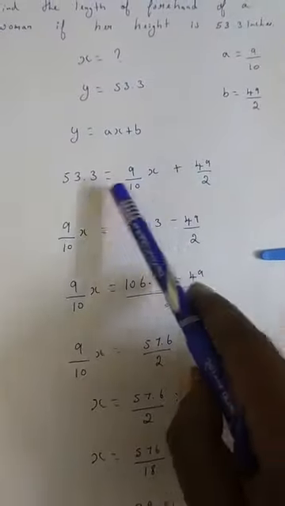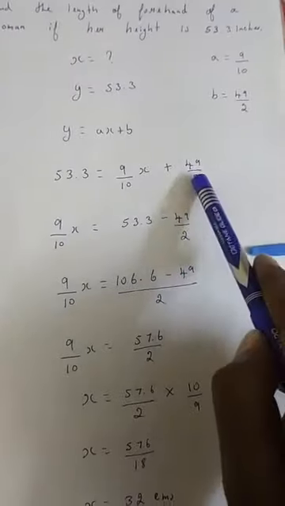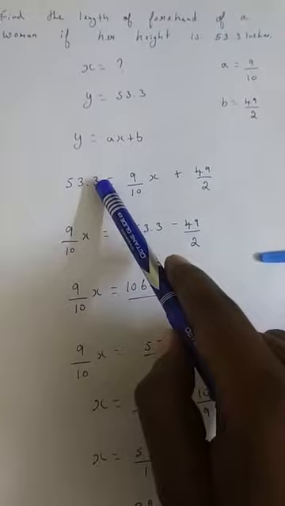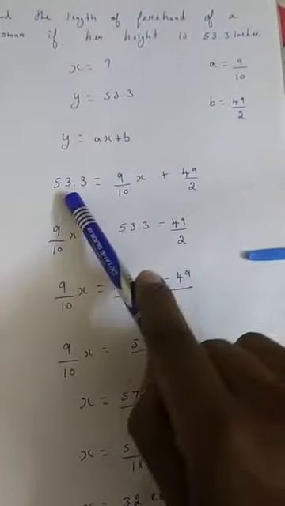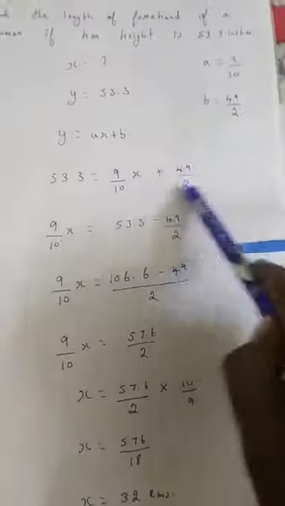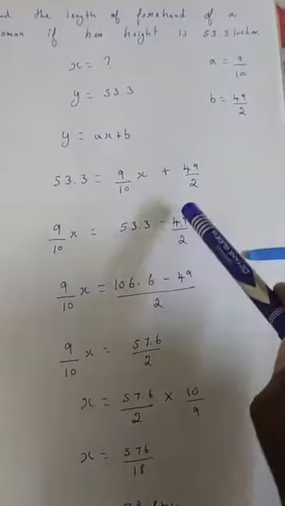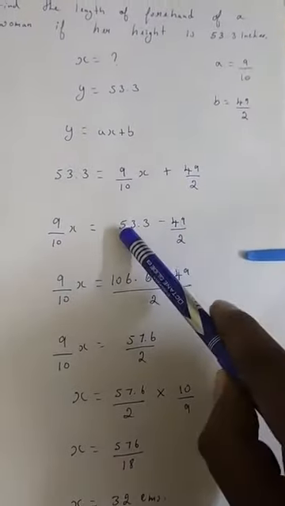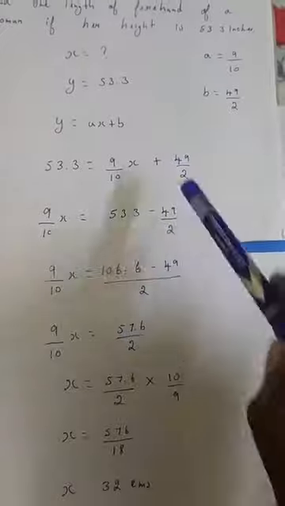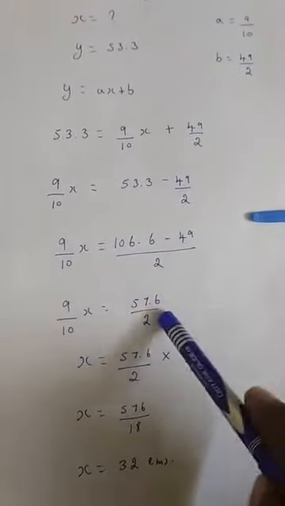So let's take this constant to the other side. It is an addition. If it goes to the other side, it becomes subtraction. Therefore 9 by 10 x is equal to, here we already have 53.3, minus this 49 to go that side, it becomes minus. So minus 49 divided by 2. Again LCM cross multiply. 2 into 53.3 is 106.6 minus 49, divided by 2. Again if we subtract this, 57.6 divided by 2.